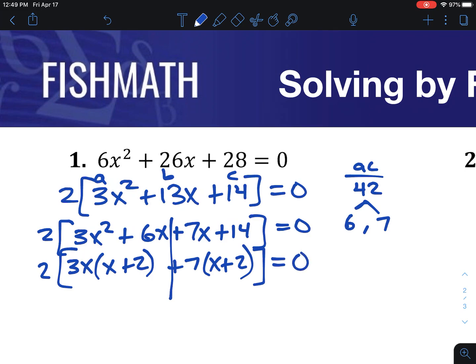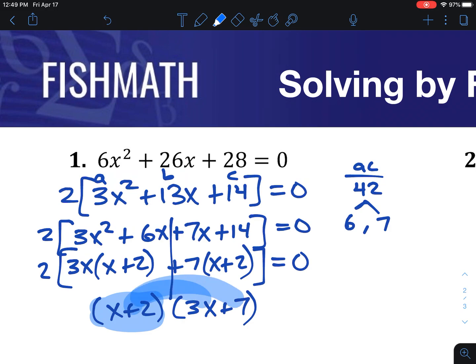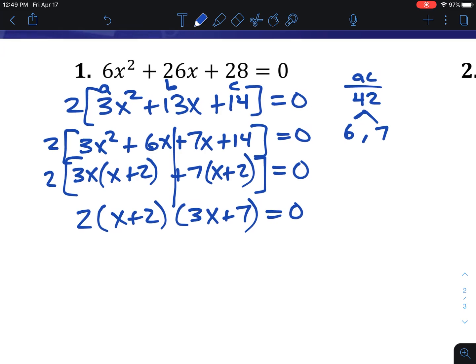Now we've got to actually rewrite this inside part as a product of two binomials. So you'll see here the x plus 2 is in both of them. And the 3x plus 7 is actually the second binomial, because what's really happening here, if you were to distribute this into the whole binomial, it would look like the previous step. So we're essentially just undoing that distributing. The 2 out front is still there and equal to 0.